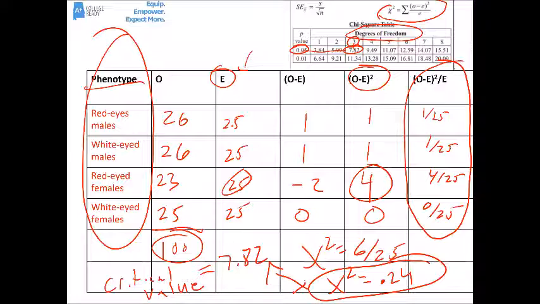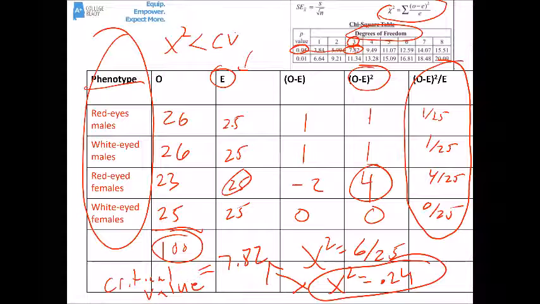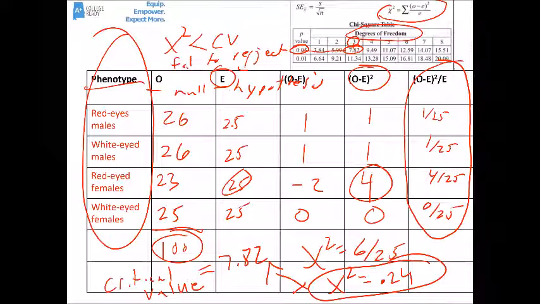And then you compare these two numbers. So in this case, our chi-square value is less than our critical value. If that's the case, you're going to fail to reject your null hypothesis. And what that means is, yeah, there's some small differences between my observed and expected data, but those differences are small, and they're probably just chance differences. They're not statistically significant.